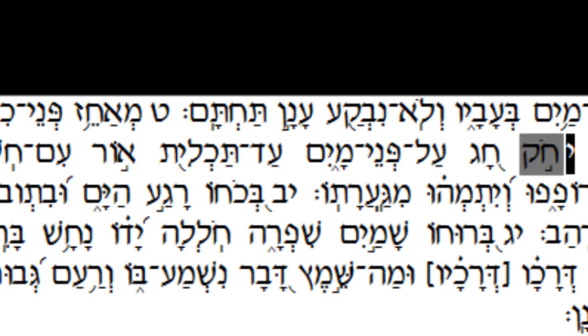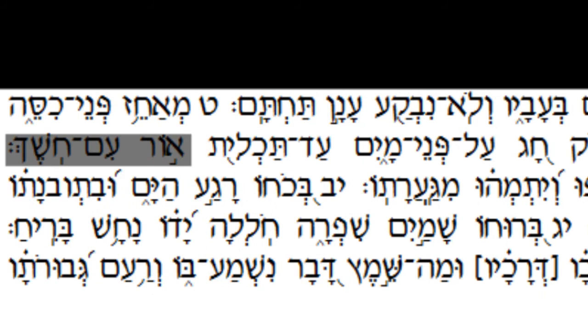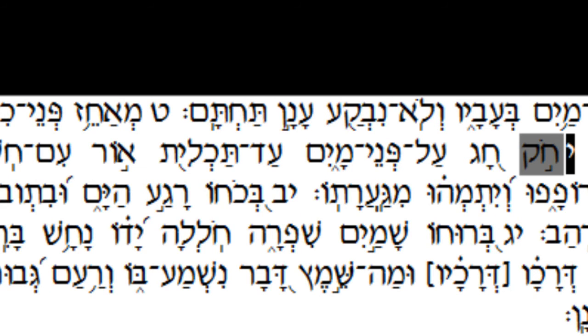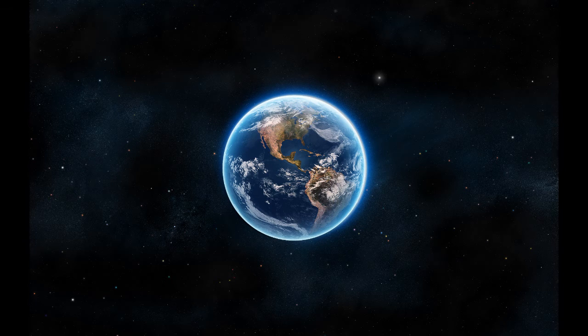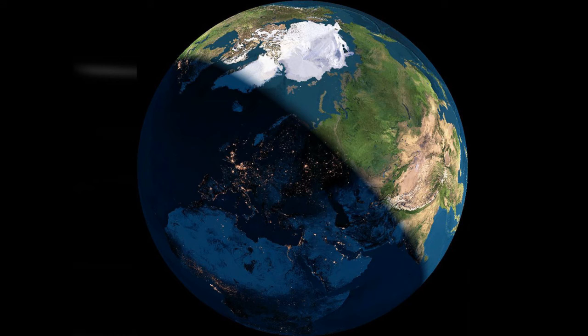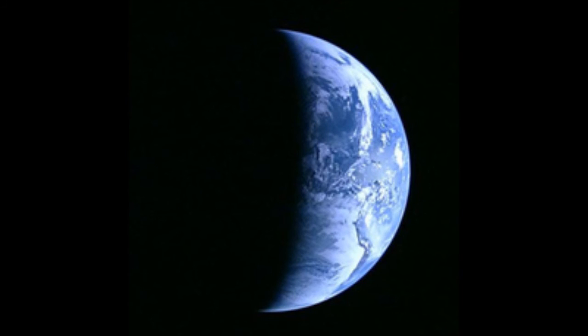So here the passage says, Hug chag al pnei mayim ad tachlit or im choshech. So Hug is a described limit of chag. And this is where he says that chag is referred to as a circle. So the described limit of a circle is upon the face of the water. So the water is referred to as being round. This is so you can see the global picture being presented here. Ad tachlit, until the completion of or im choshech, with light, with darkness. And this is the idea you find in this passage, which is pointing to the fact we live on a globe Earth.